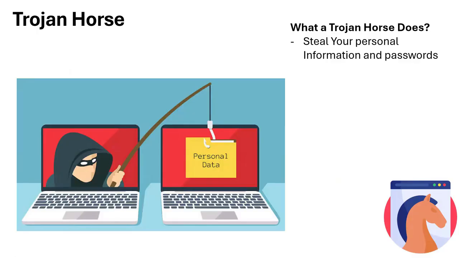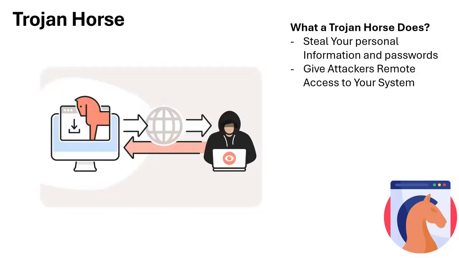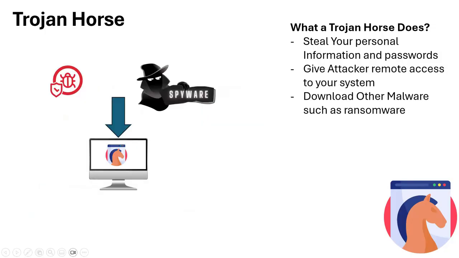A Trojan horse generally steals your information and passwords you put in your system. It can also give attackers remote access to your system. If your system is infected by malware like a Trojan horse, your system can be accessed remotely by attackers or threat actors. The Trojan horse can download other malware such as ransomware onto your computer. Ransomware, spyware, viruses, and worms can be installed or downloaded by the Trojan horse.